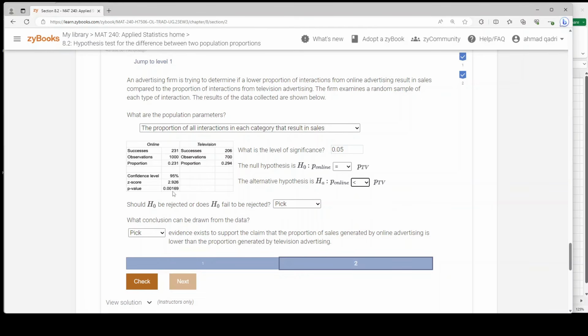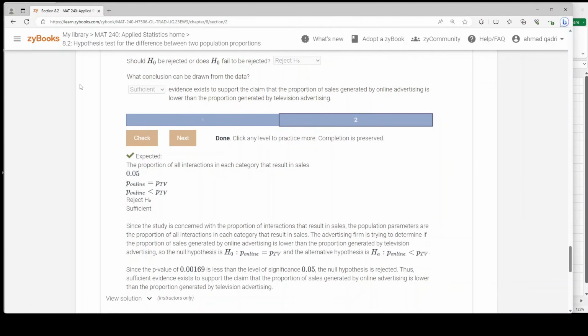Well, the p-value here is 0.00169. That's much less than the level of significance, so we will reject the null hypothesis. And there is sufficient evidence to support the claim that the proportion of sales generated by online is lower than the proportion generated by television. And so those are the correct answers.